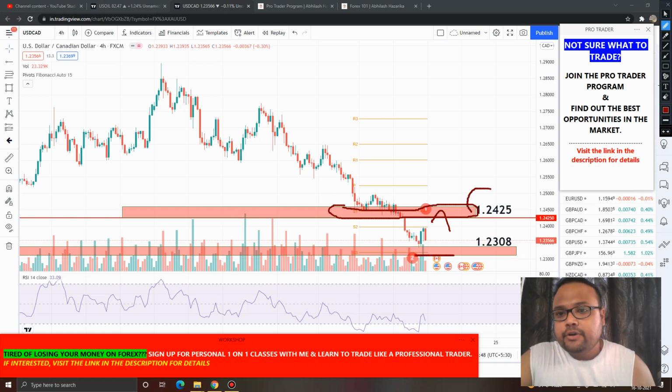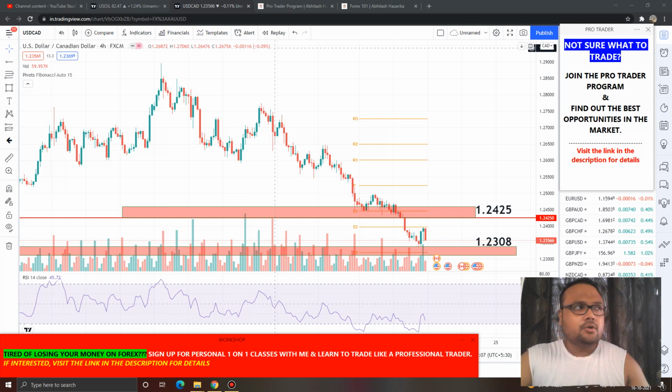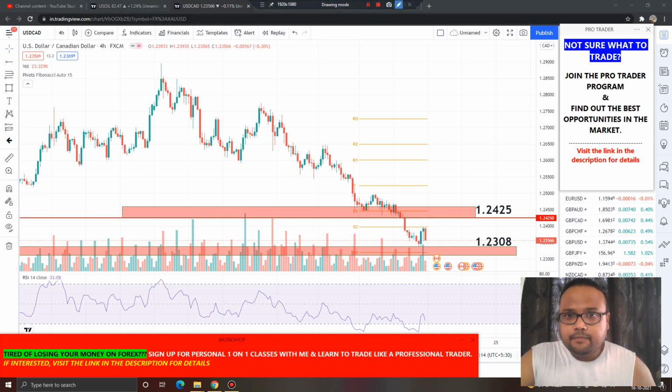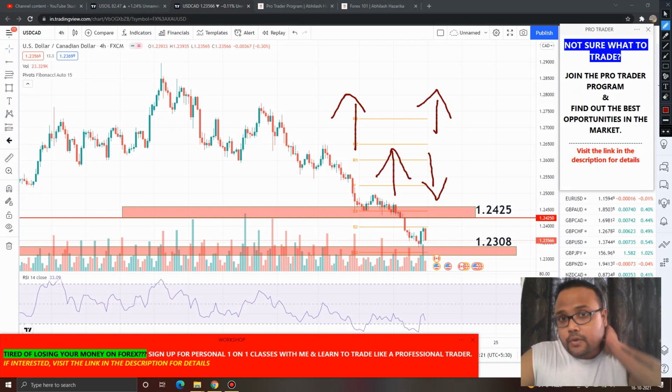So the first trading opportunity is to short the market at the 1.2425 level if the market reverses, and secondly, we can short the market below the 1.2308 level if the same selling pressure continues. These are the two selling opportunities I see on the USD CAD chart. The USD CAD chart is also influenced by crude oil as well as the US dollar. Generally, whenever the US dollar goes up, we see USD CAD going up. When crude oil goes up, we see USD CAD going down.